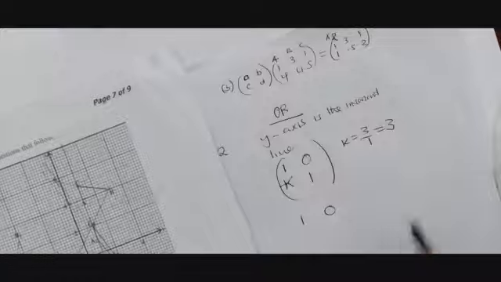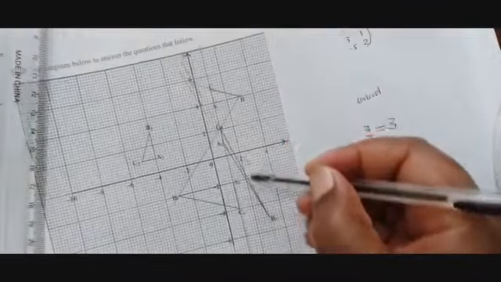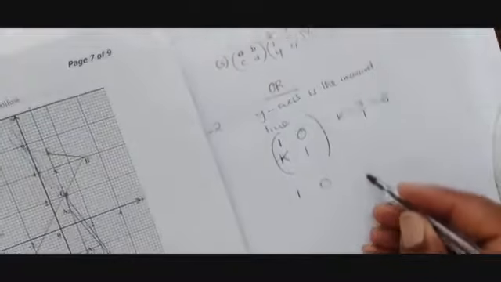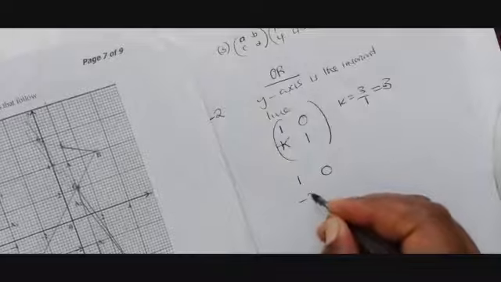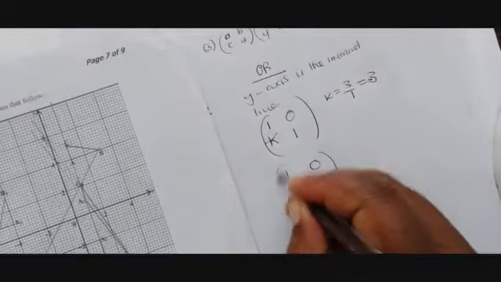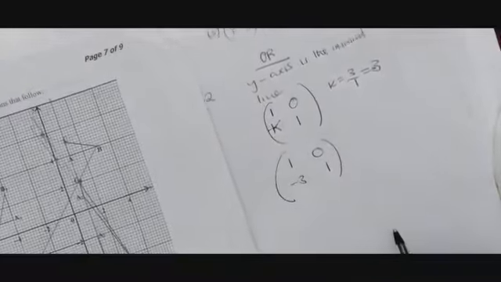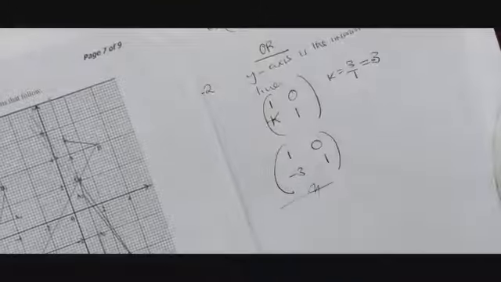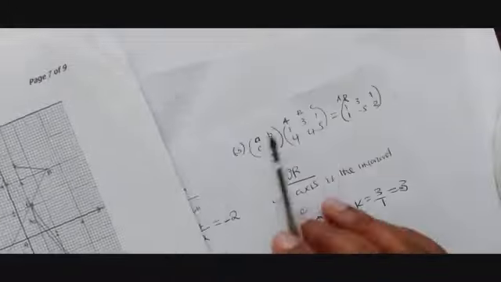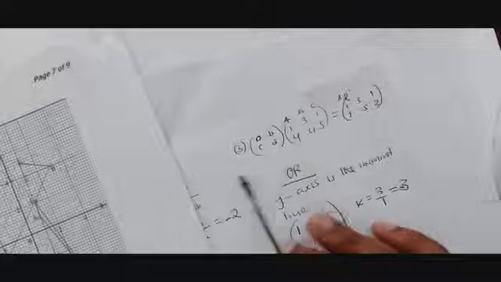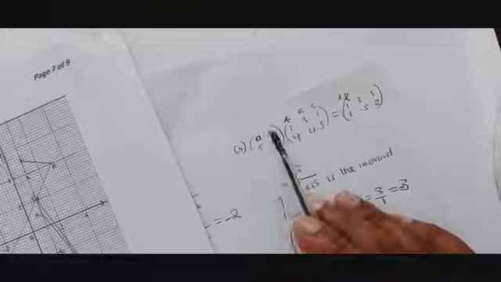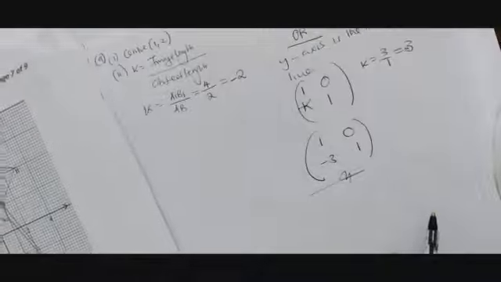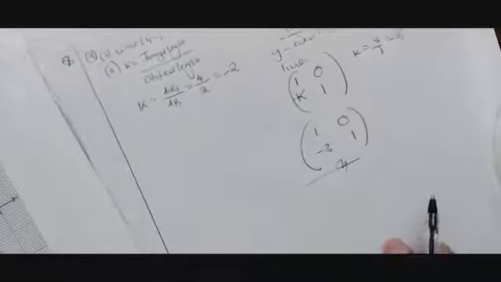Now, this shear factor cannot be positive because the shear is downward. So this one should be negative. So your matrix will be -3, 1. This one is your matrix. If you want, you multiply these two matrices, form simultaneous equations, solve for A, B, C, and D. Then you arrive at this one. Then we can go to C.